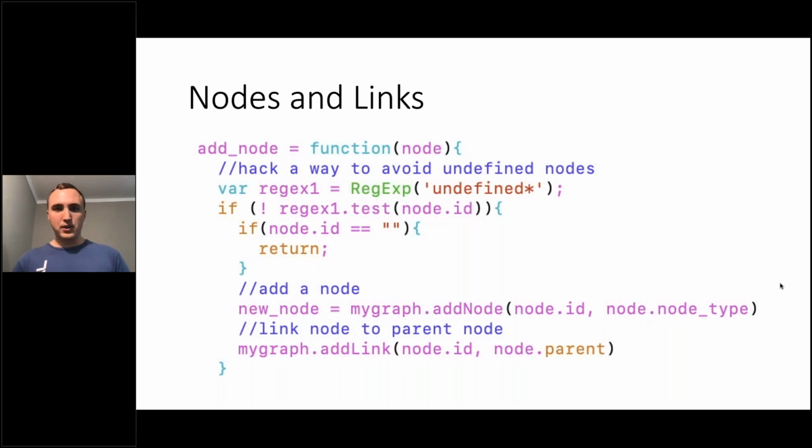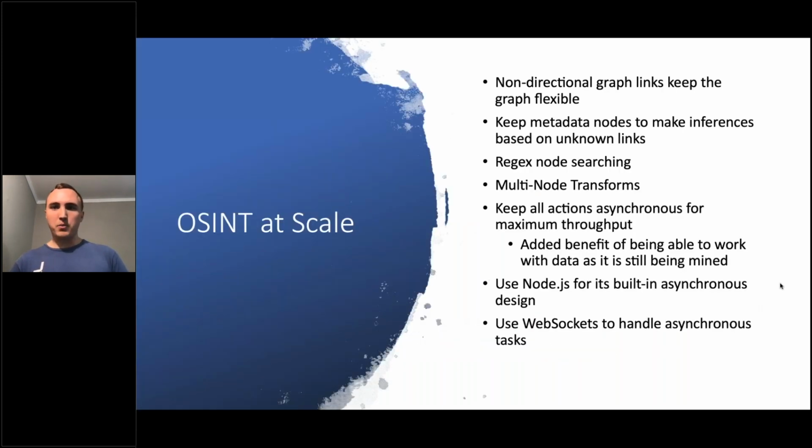So once we have that helper function, we can start to graph things. We have to keep in mind a few other design requirements. We're going to keep non-directional graph links to make sure the graph is as flexible as possible. We want to make sure that we keep as much metadata as we can to link second and third connections. We want to be able to search our nodes and use regex to do very refined searches on a large data set.